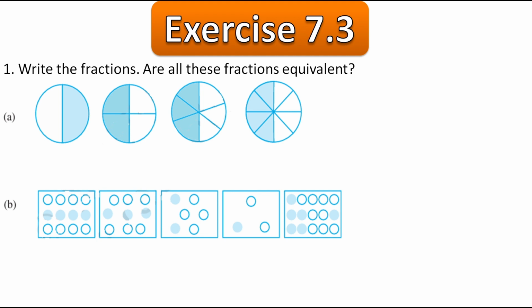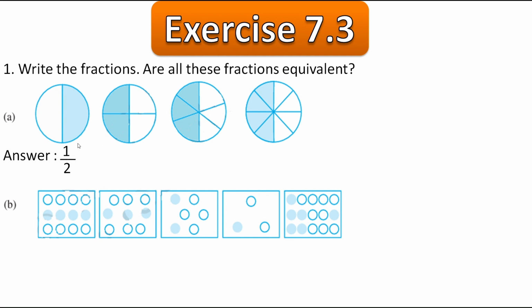Okay. So let's start. Here this is the first question. Write the fractions. Are all these fractions equivalent? So here they have told us to write the fractions. So let's write first the fraction. Now here this circle is divided into two parts and one part is shaded. So the fraction will be 1 upon 2 because out of two parts one part is shaded.